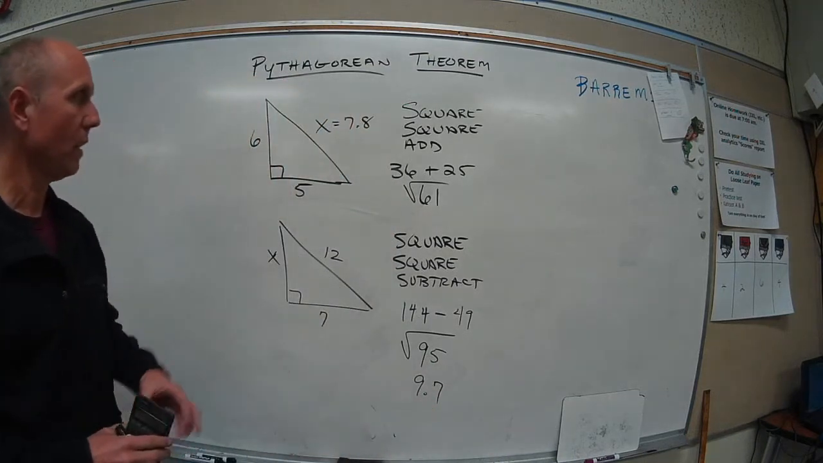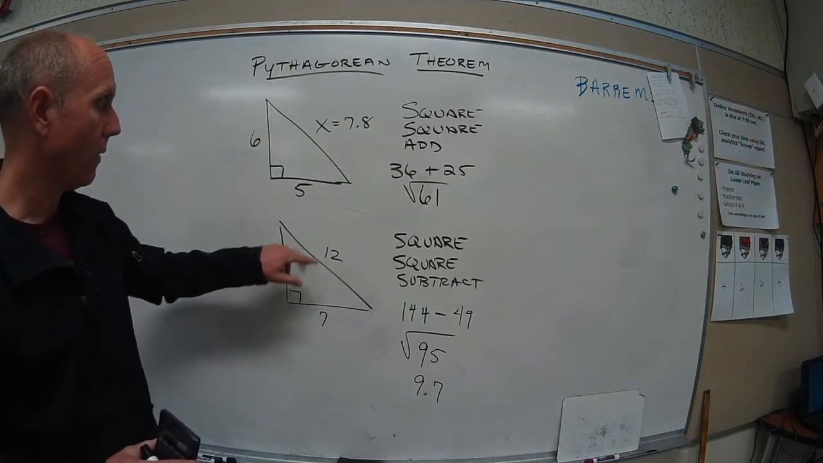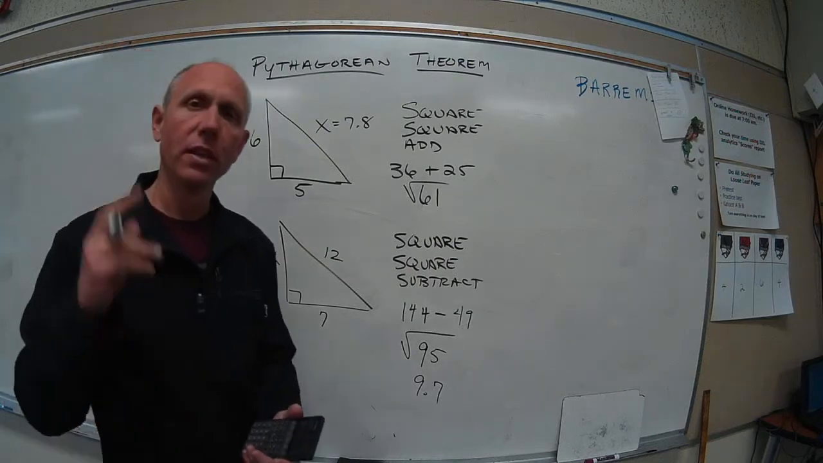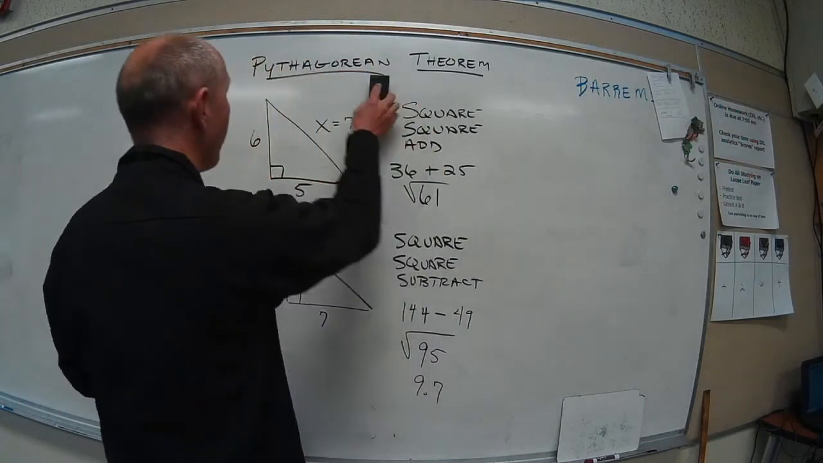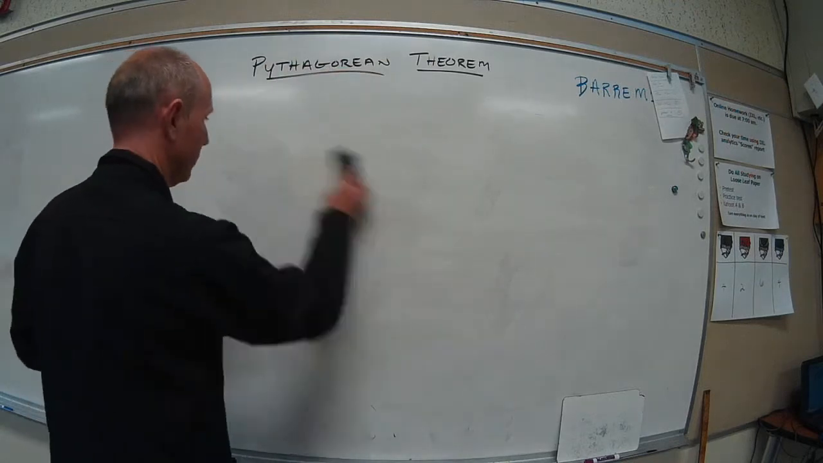There we go. So if I have both legs, I'm going to do a square, square, add. If I have a leg and a hypotenuse, I need to get smaller, so I'm going to do a square, square, subtract. Okay, let's do 2 more example problems really quickly. This only works for right triangles.